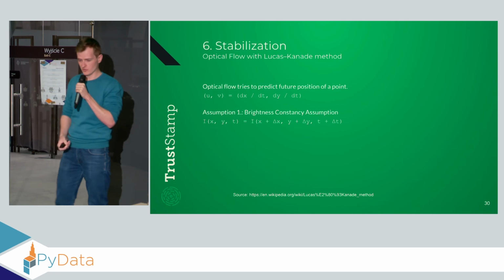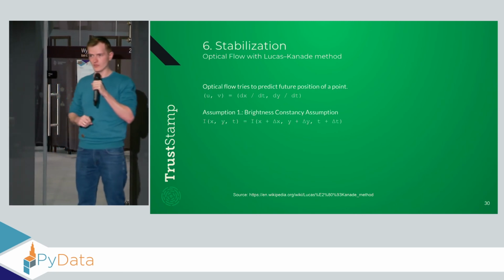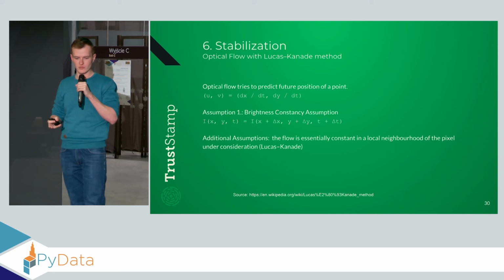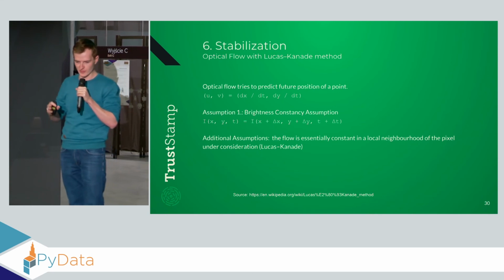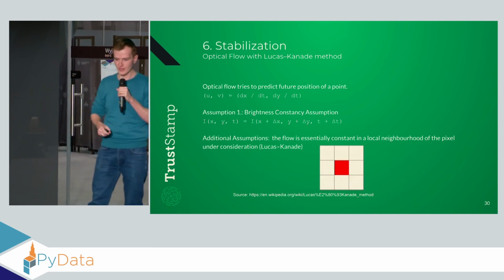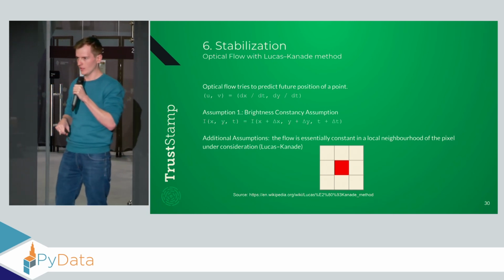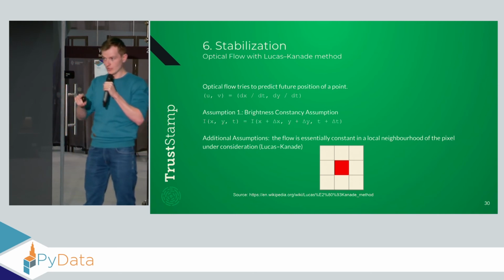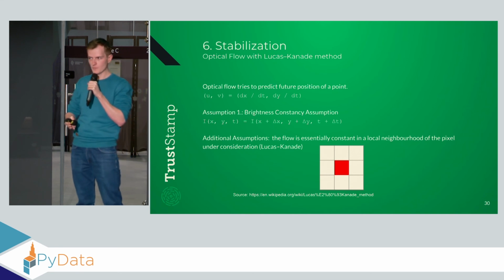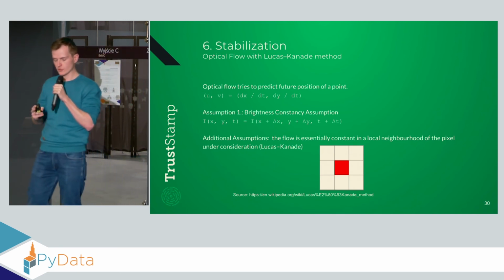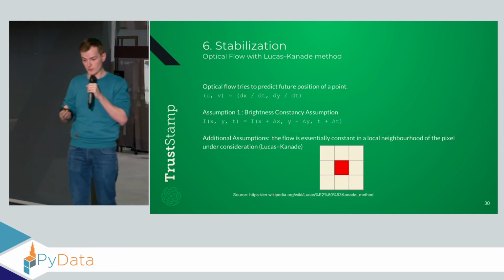We didn't get any new equation, so we have to use some more advanced assumption. There are a few of them, but we use the Lucas-Kanade method, which is that the flow is essentially constant in a local neighborhood of the pixel under consideration. In human language, it means that if we have this point, the red point, in the center, we assume that all the points around it, let's say in this example 3 by 3 pixels, all of them have the same optical flow. And thanks to that assumption, we have 9 equations and only 2 unknowns. This is pretty easy to solve. And using this assumption, optical flow works.